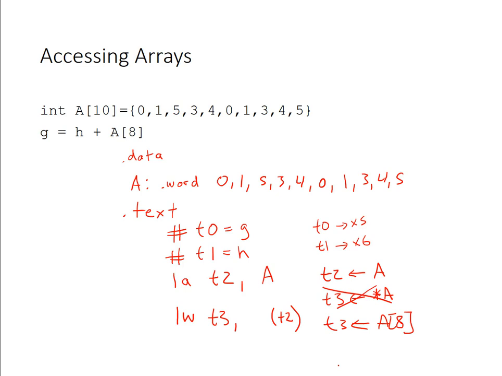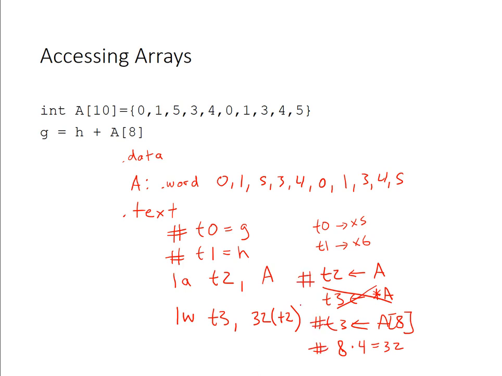Our addresses for our ISA, the RISC-V, the RV32I, are byte addressable. So every address refers to a different byte in the memory. So I'll multiply 8 times 4 to get the offset of 32. This will give me the value of the 9th element of the array.